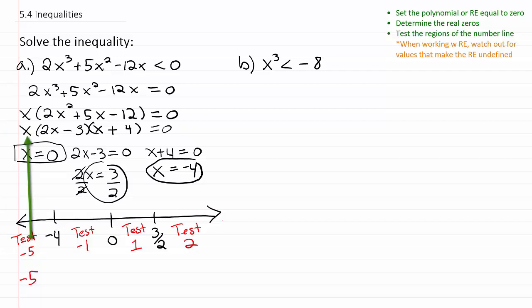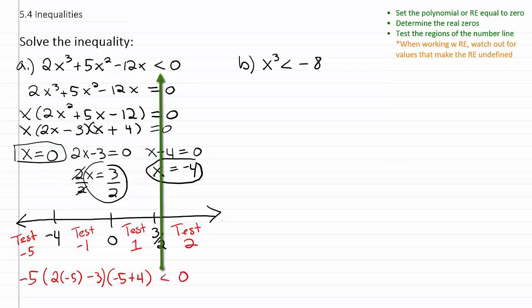So it'll be negative 5 times 2 times negative 5 minus 3 times negative 5 plus 4, and we're asking basically if that's less than 0, right? So remember, the original inequality is less than 0. Okay, so we end up with something here that's negative. I'm just going to do some quick arithmetic here and show that this is negative.